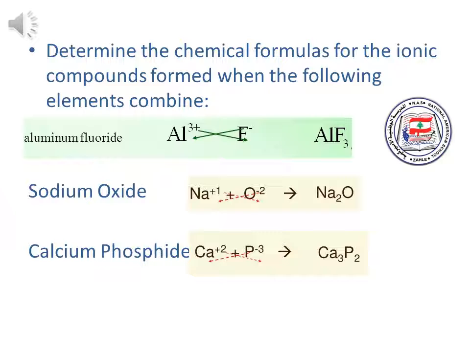We have sodium and oxygen. Sodium belongs to group 1A, so the charge is +1. Oxygen belongs to group 6A, so the charge is -2. We do the crisscross method. The formula is Na2O. The name is sodium oxide.